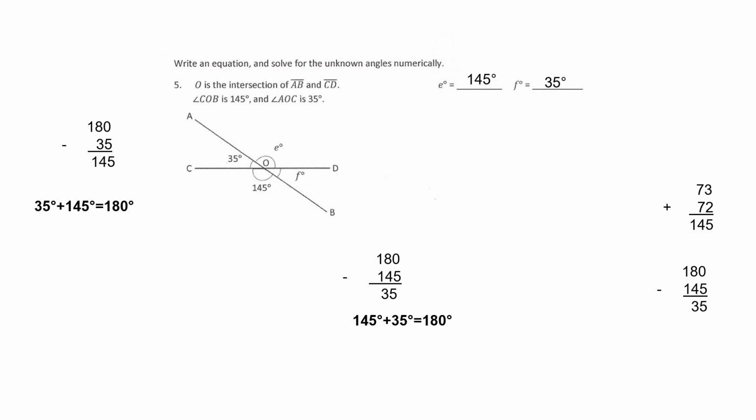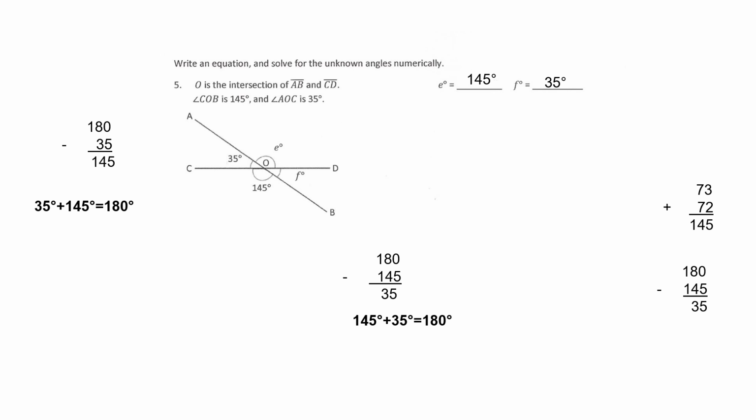Now we have to find this one. It was tricky and it took me a while to figure it out, I have to say. This entire angle is 360 degrees. O is the intersection of AB and CD. COB is 145 degrees, and AOC is 35 degrees. Now, here's the deal. I believe that they are complementary or they're equal. Here's what I did. I know that COD is 180 degrees.